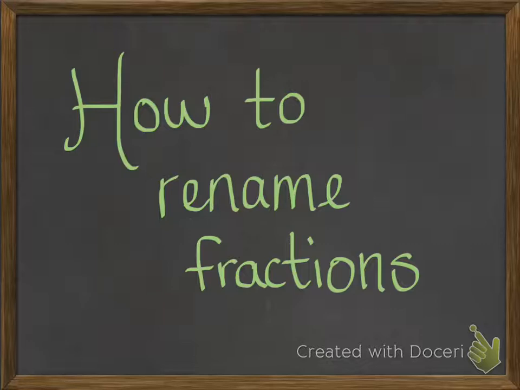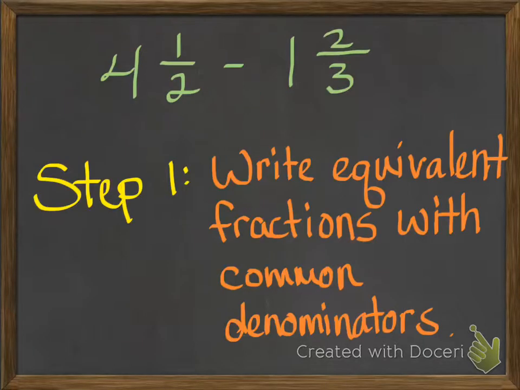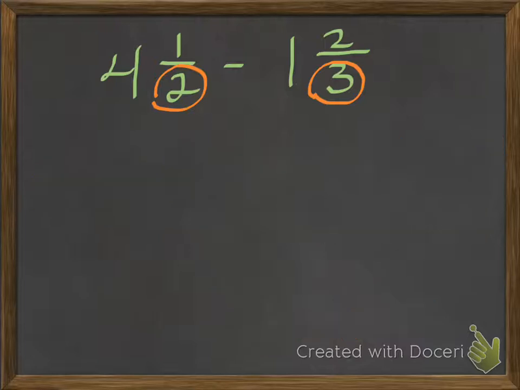Okay, we're going to learn how to rename fractions, because sometimes you're going to come across some fractions that are different. You're going to see in just a second how they're different. We're going to start off with the same type of problem. We have a mixed number subtracting another mixed number. Same step 1. You write an equivalent fraction with common denominators. So I have to find a common denominator for the 2 and the 3. I'm going to just multiply those denominators together, and 2 times 3 is 6.